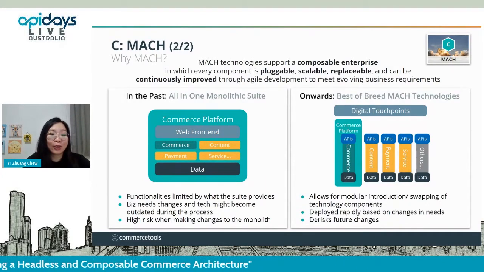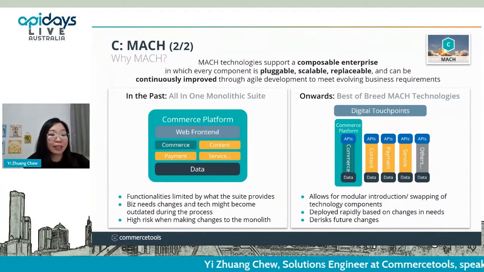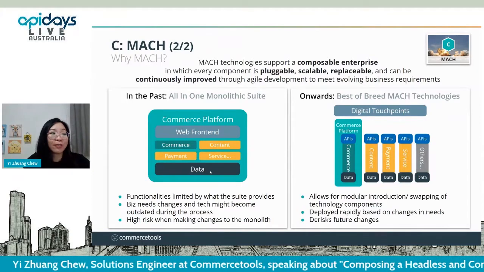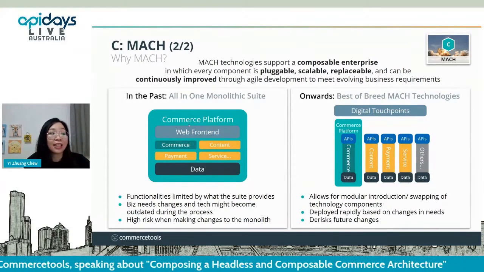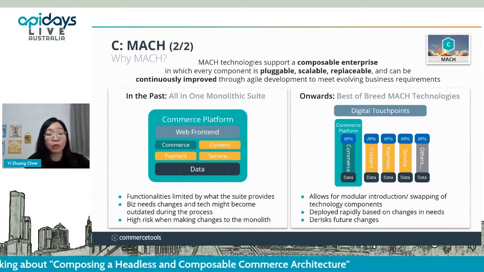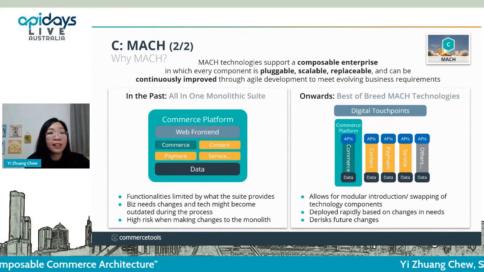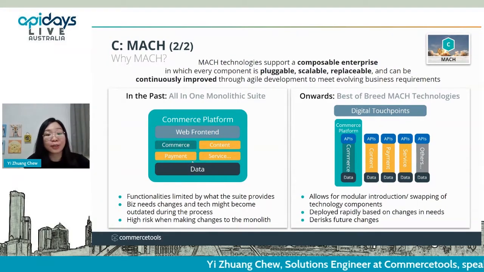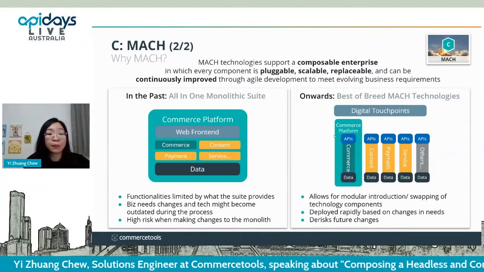But within the few years while you're implementing it, what you'll notice is the business needs have probably changed drastically. And the technology might have already become outdated in the process. But at that point in time, it's kind of too late for you to make changes because you're already sunk in so many resources into building this entire stack itself. So there was a very high risk to making changes to this platform itself. And with a MACH approach, it is advocating the first thing that we've mentioned as well, the composable approach. And it is aimed to be pluggable, scalable, and replaceable.